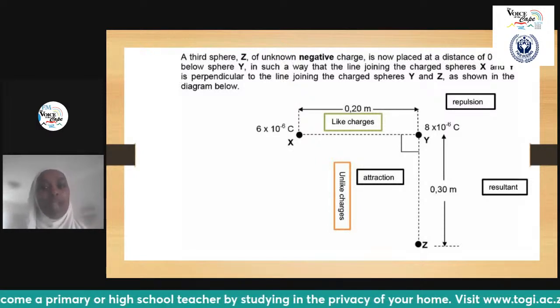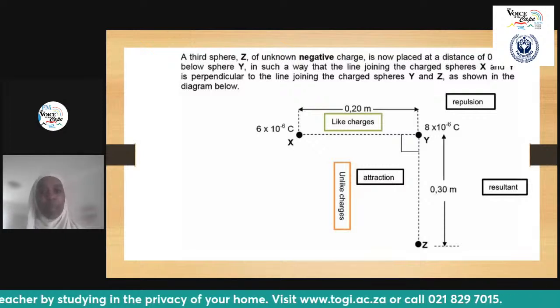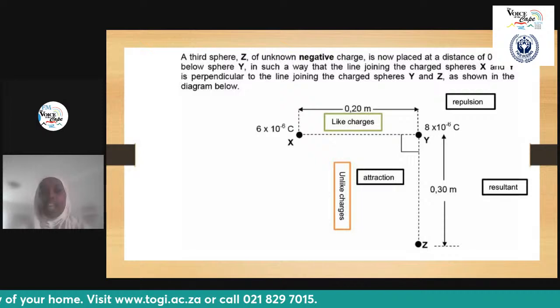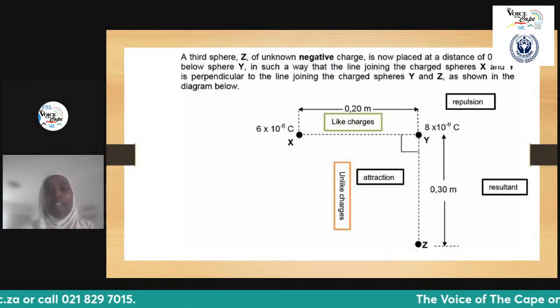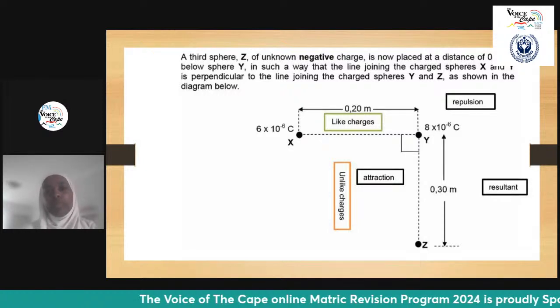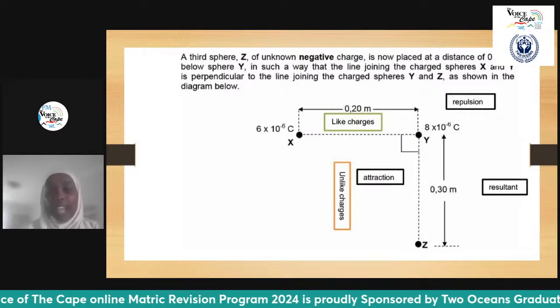Y is 8 microcoulombs, and we don't know what Z is. We know that the distance between sphere X and sphere Y is 0.20 meters, and they are both positive. How would I know that these are both positive? Because they say it's like charges.